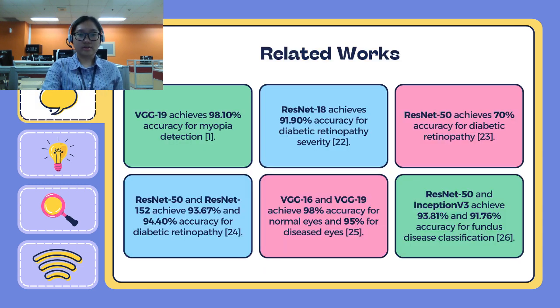To further strengthen our research, we reviewed related previous studies. From these studies, we found different uses of various architectures with the VGG family such as VGG 16 and 19, and ResNet family such as ResNet 18, 50, and 152 version 2, and Inception 3 with relatively high accuracy of more than 90%.